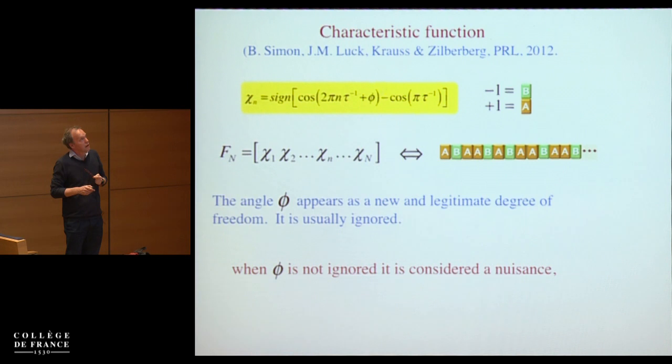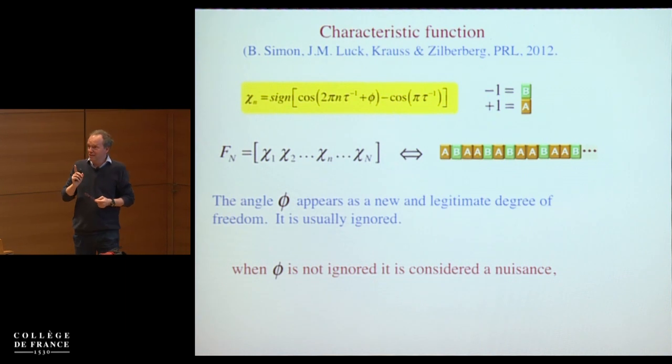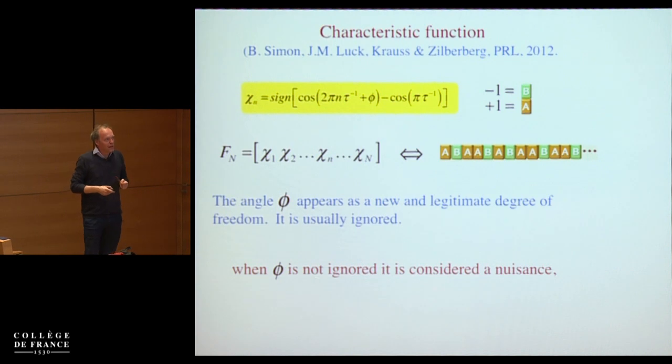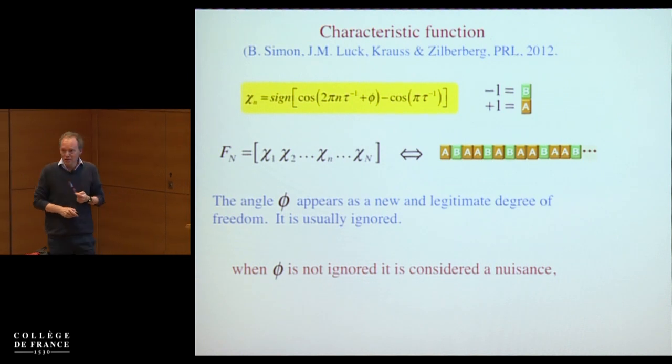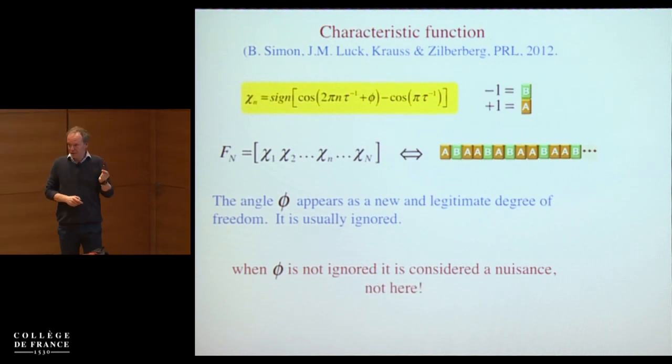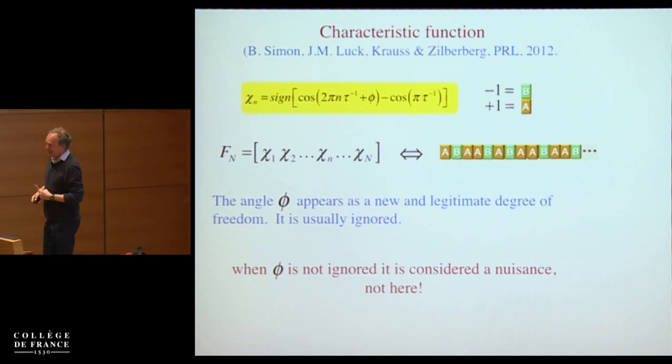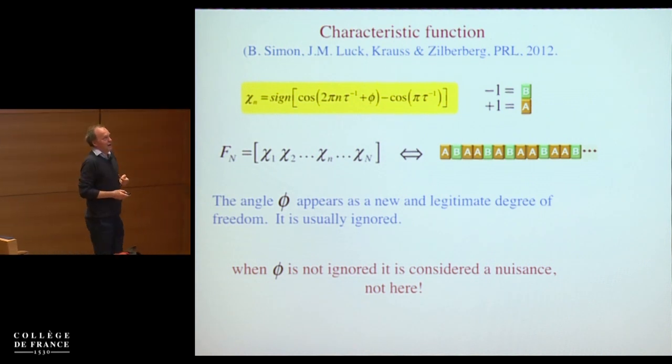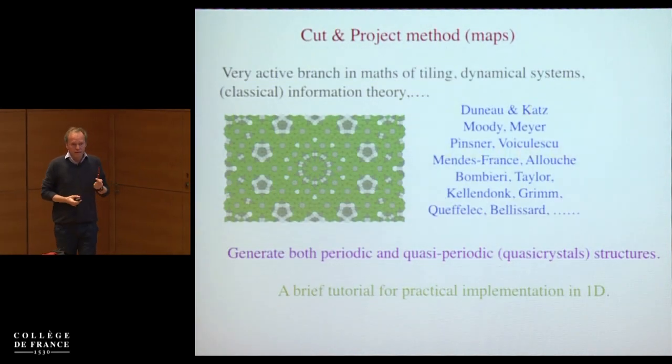And there is an angle that shows up here, phi, which appears as a new and legitimate degree of freedom. And usually it is ignored. It is ignored for a given reason because it's irrelevant, which is a good reason to be ignored. And moreover, when it is not ignored, although it is known to be irrelevant, it is considered a nuisance. But not here. Here it will not be a nuisance. Okay, so that's the characteristic function. And then the last approach is called the cut and project method, or mappings.